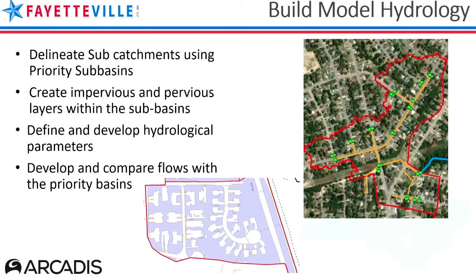The first step of developing the planning level model is to update and build the model hydrology. We delineated the priority subbasins and then divided the priority subbasins into subcatchments. Priority subbasins were divided into subcatchments to provide a smaller scale, accurate model. We then created impervious and pervious layers within the subcatchments using GIS data. We then defined and developed hydrological parameters to calculate flows within the priority basins.